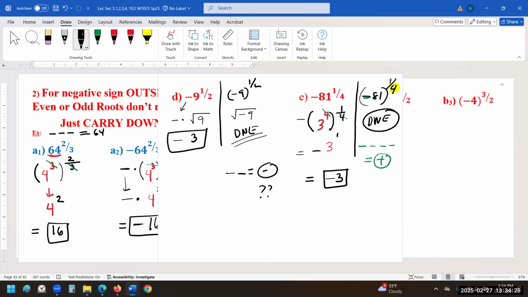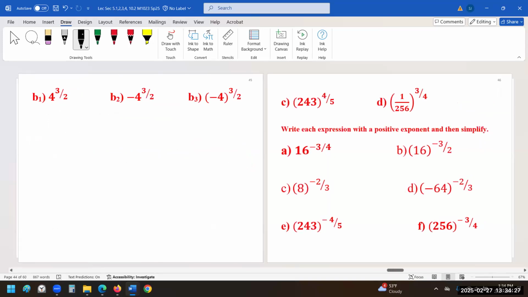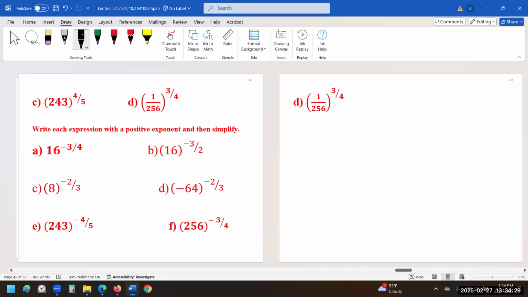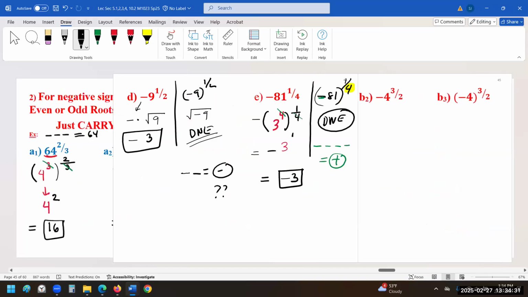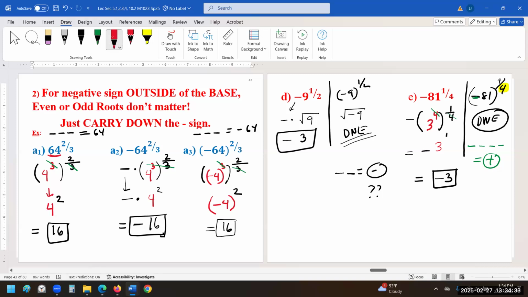So let's do one example with negative power. Before you do that, let me do one more example. Let's say you have 4 to the -1/2. Oh, before even 1/2, let me start with something easy. 4 to the -2.